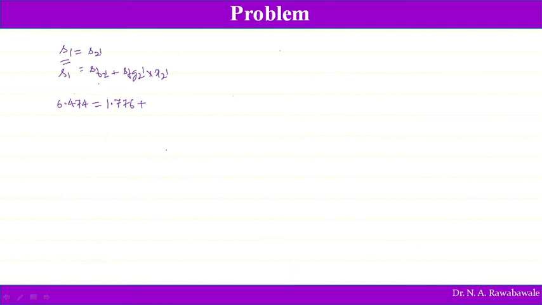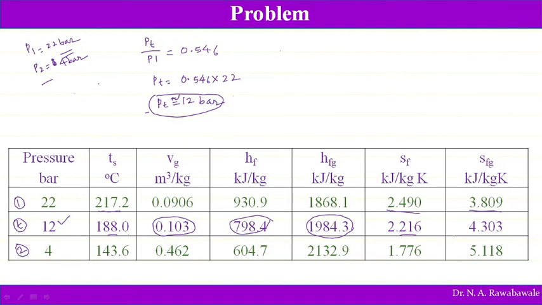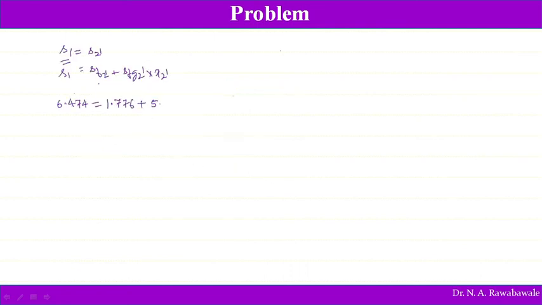1.776 plus Sfg2 dash, where at point 2 Sfg is 5.118, into x2 dash. So we can find the value of x2 dash as 6.474 minus 1.776 divided by 5.118. We get the dryness fraction at point 2 dash as 0.91. Knowing this dryness fraction at point 2 dash, we can find the enthalpy at point 2 dash, equal to hf2 dash plus x2 dash into hfg2 dash. So the enthalpy at point 2 dash can be obtained.